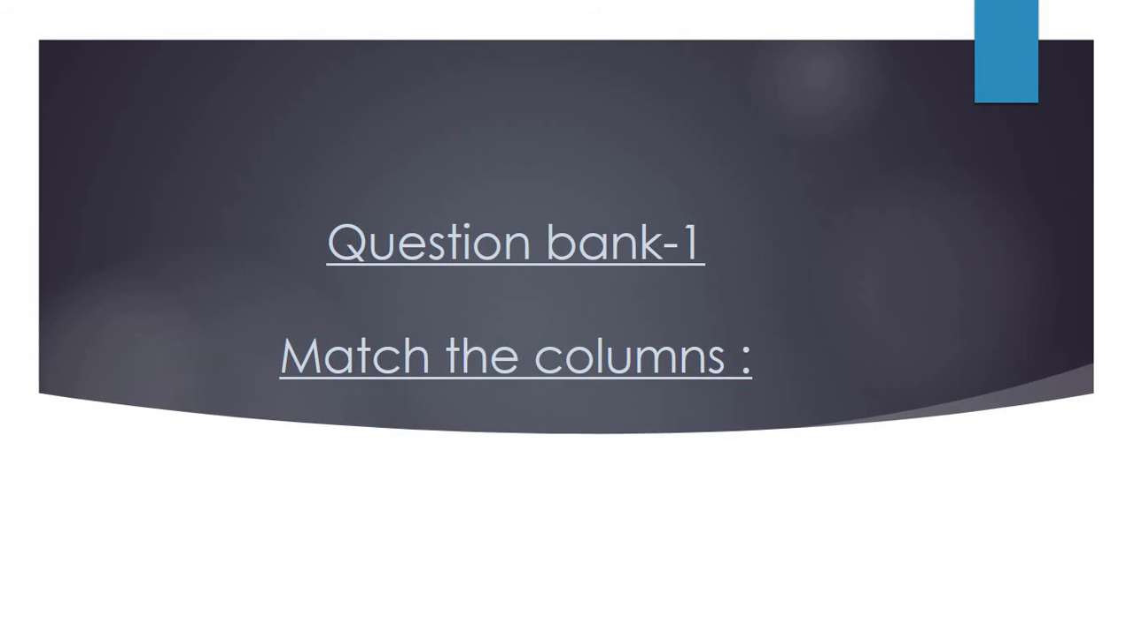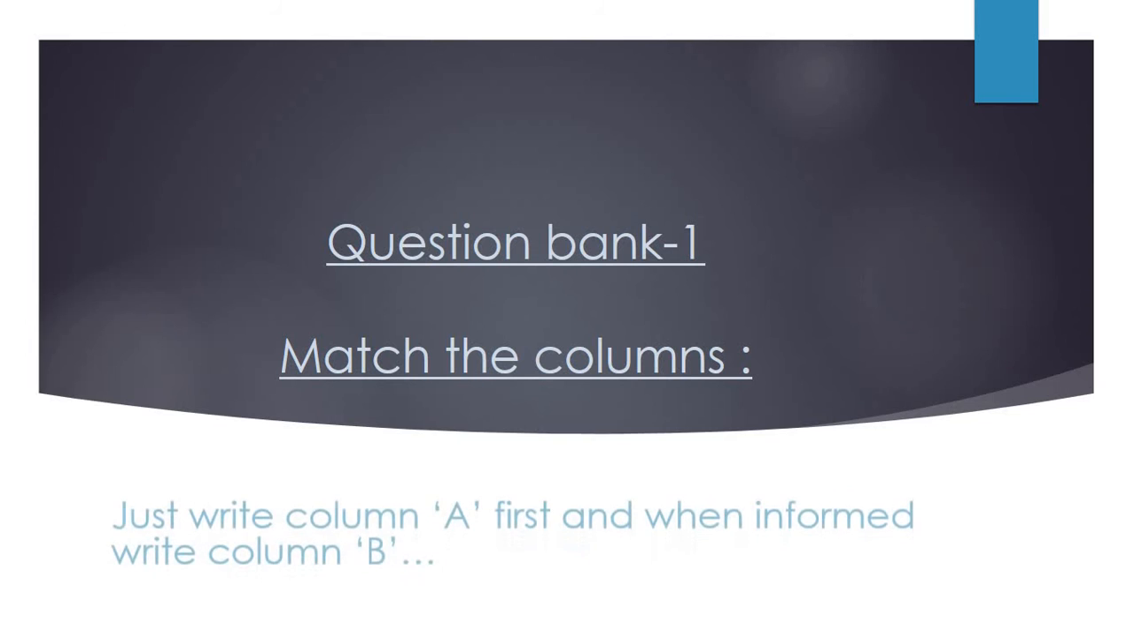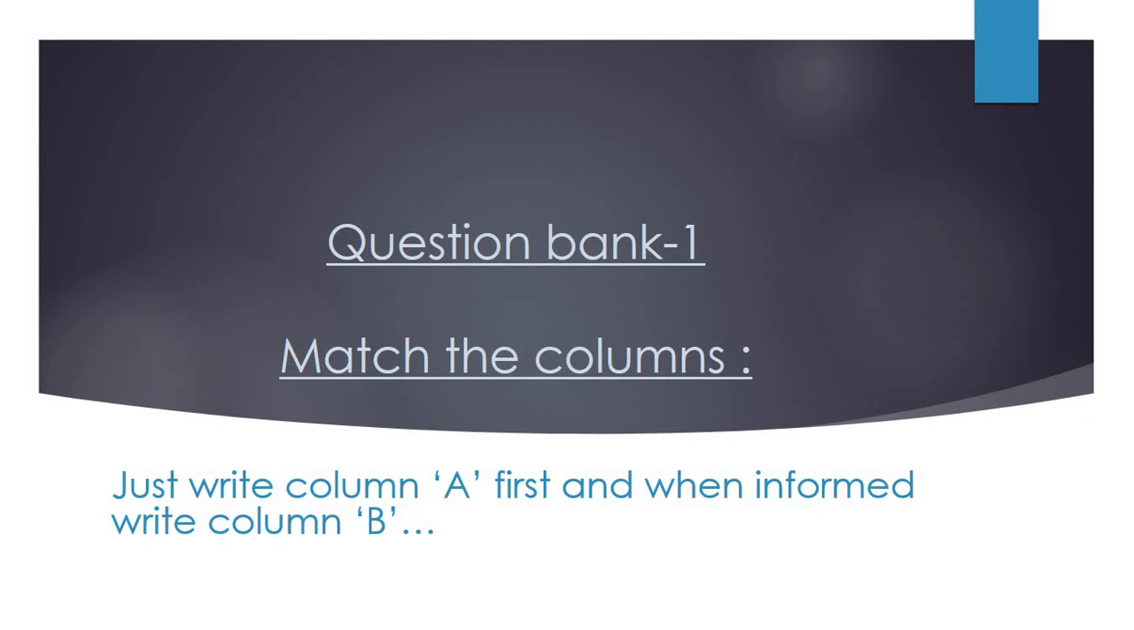Okay, anyways, what you are supposed to do in this question bank number 1, match the columns, is just write column A first, and when informed, write column B. This is a very simple instruction. You just have to write column A fully and column B you don't have to write. When the answers are displayed, at that time you have to write column B. Let's get started with match the columns and try to match it on your own.